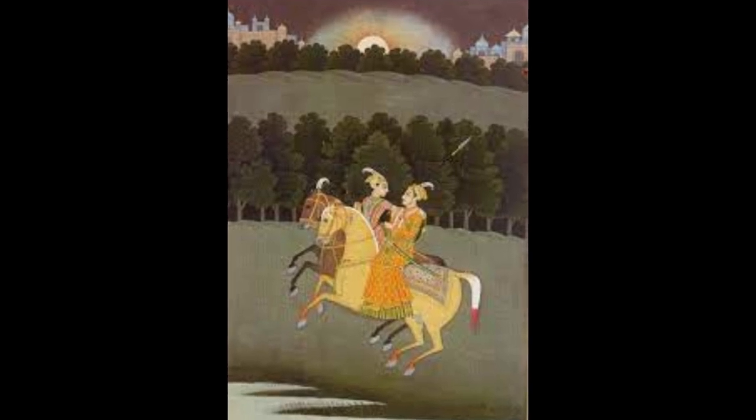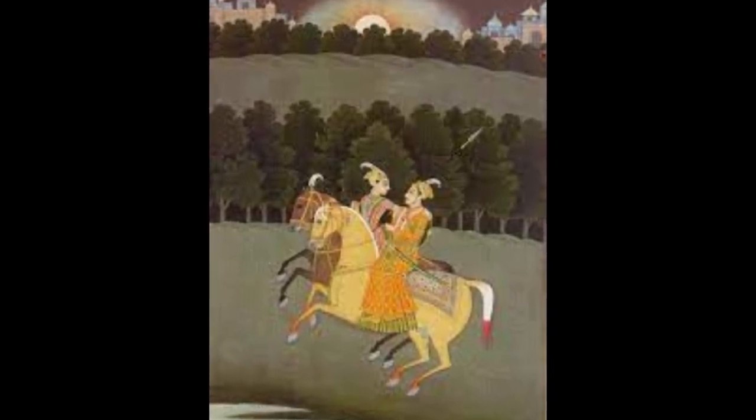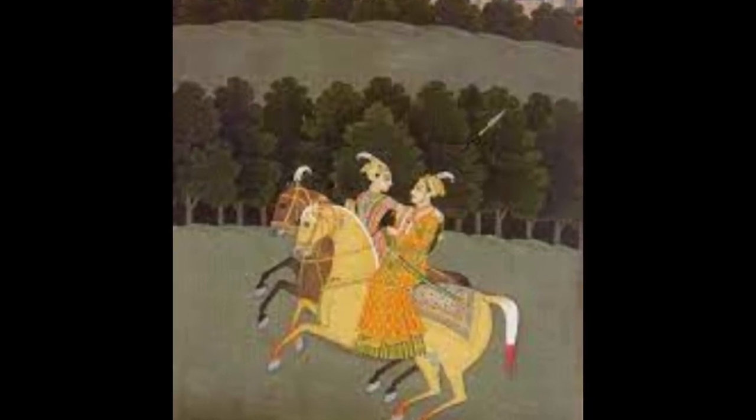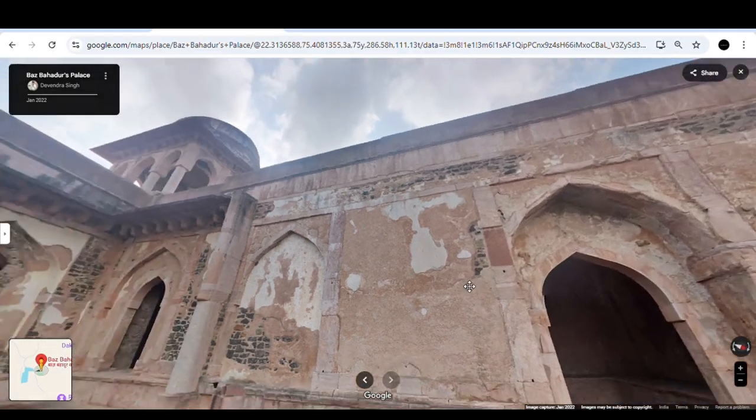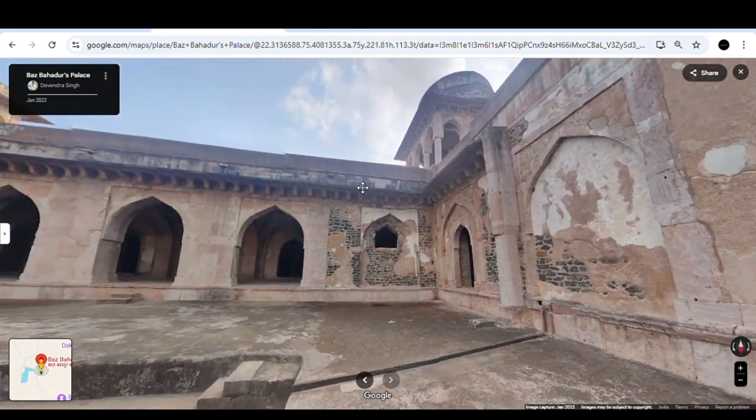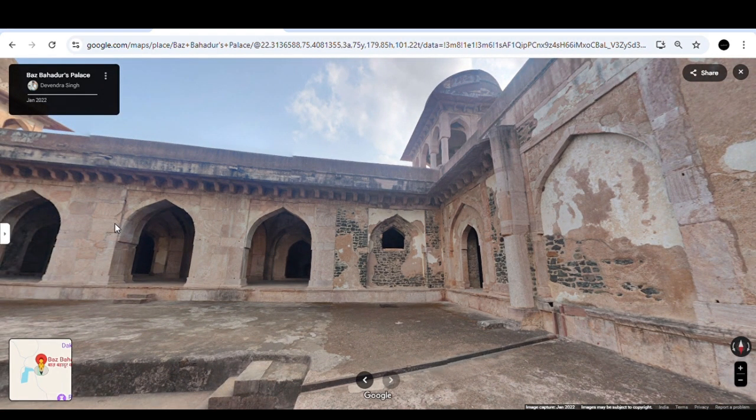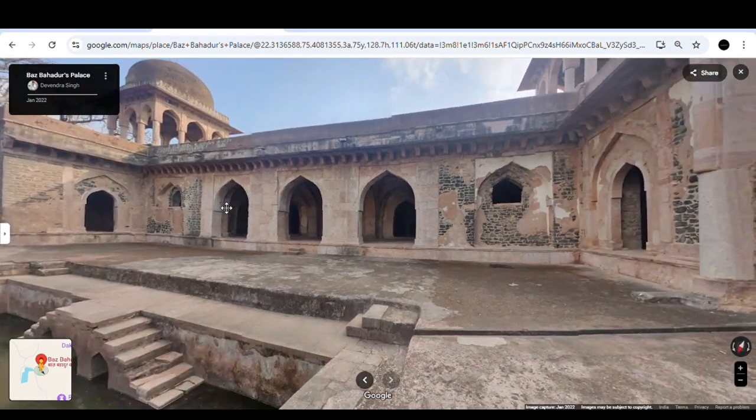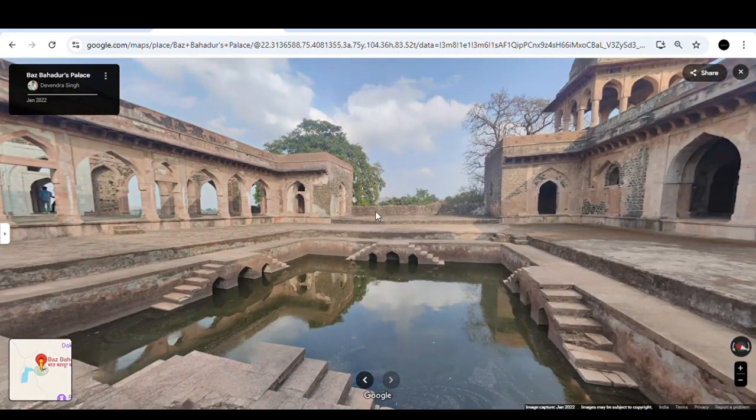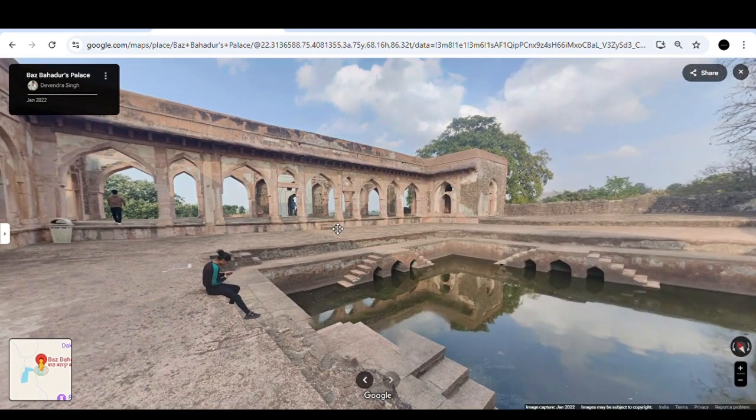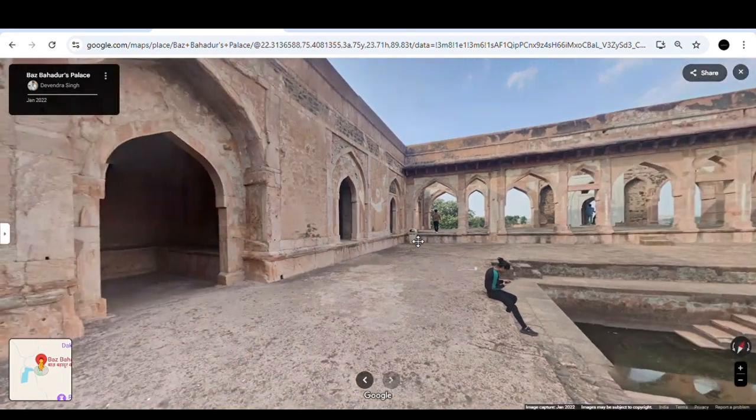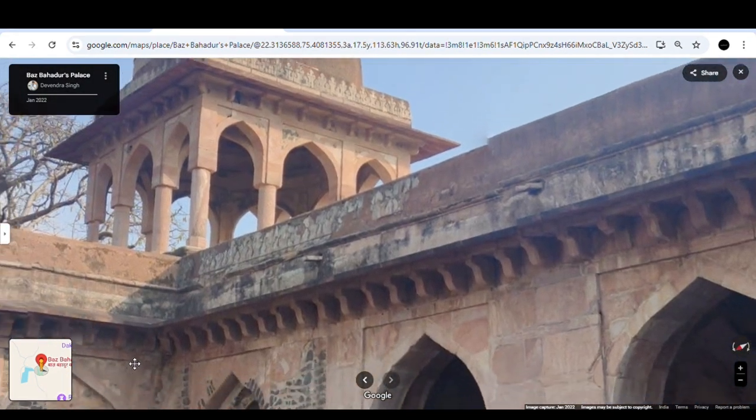But it's the love story between Sultan Baz Bahadur and his queen Rani Roopmati that gives this palace its legendary status. By the way, Rani Roopmati also had a palace in Mandu, which we might explore in future videos. Anyway, while this palace is known for its grand design and strategic location, it is the romantic history that breathes life into its walls. Baz Bahadur, captivated by Roopmati's beauty, intellect and musical talents, fell deeply in love with her.